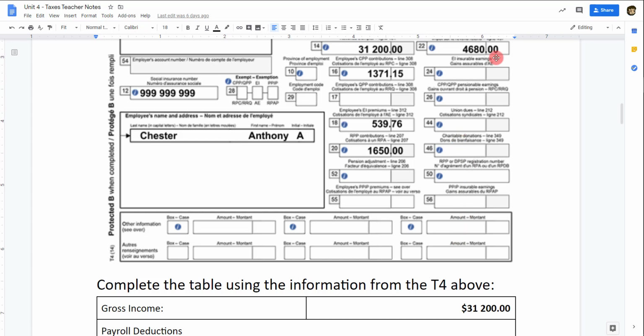When you get your T4, sometimes it won't have all the boxes filled in because you don't make payments to, like, a pension, for example, so then the pension wouldn't be there. Unless you work in Quebec, you won't use box 17, so don't panic if you don't have all of these filled in. They don't all need to be filled in.